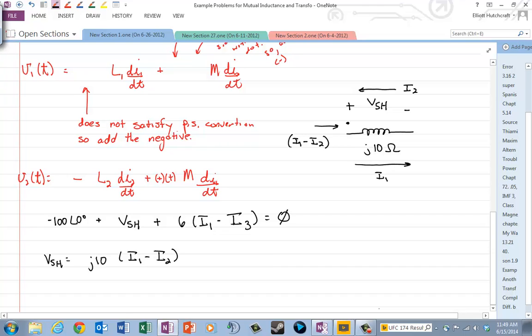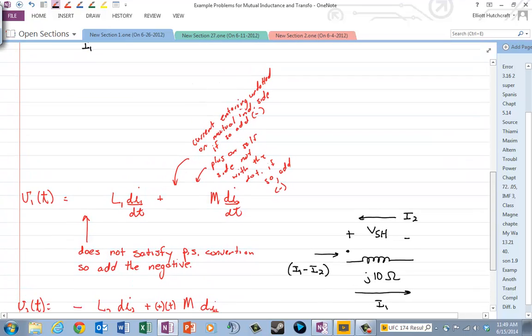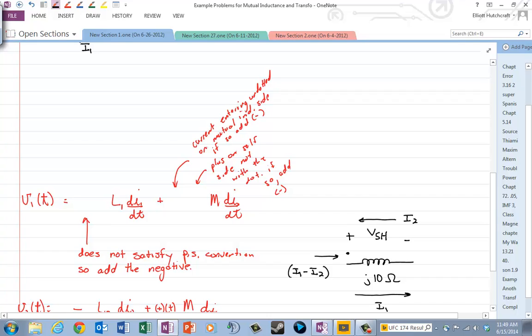And then we have the mutual term. The mutual term is going to be J omega M, which we already saw was J6. So I'll put J6. And remember, the sign convention says if we need current entering the undotted terminal on the mutual inductance side, add a minus. Well, let's not let it enter the undotted terminal on the mutual side. Let's make it enter the dotted terminal, so that we don't have to put a minus sign there. And then we say, is it plus on the self side with the dot? If so, then you don't add one. If it's not with the dot, then you add a minus sign.